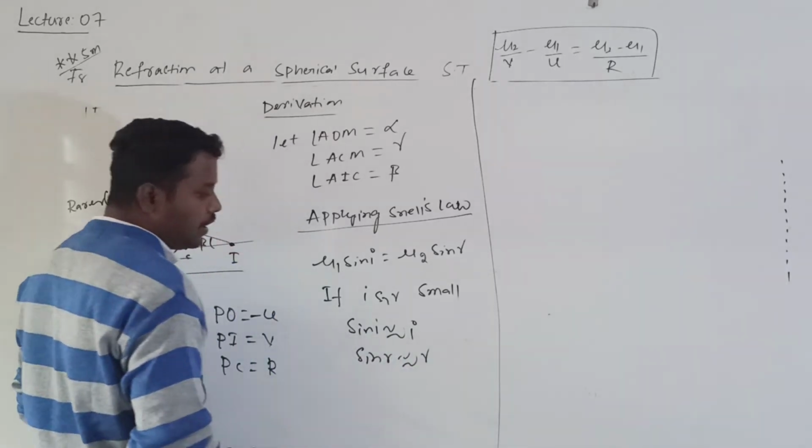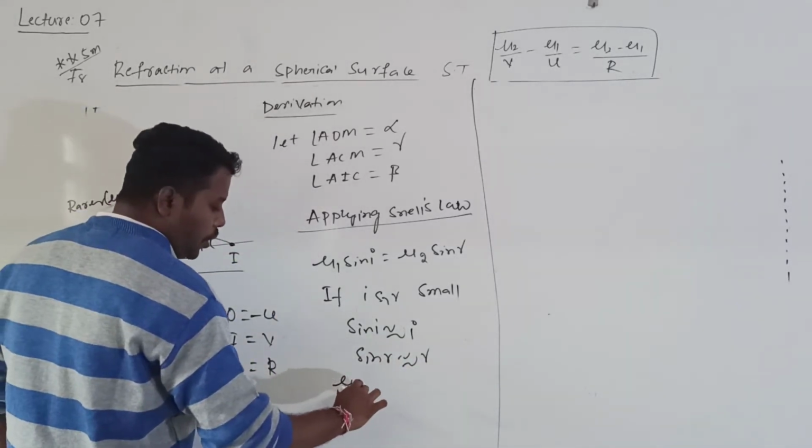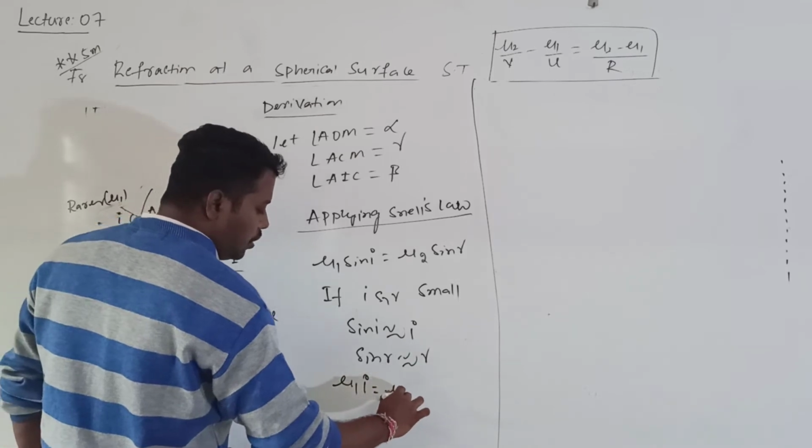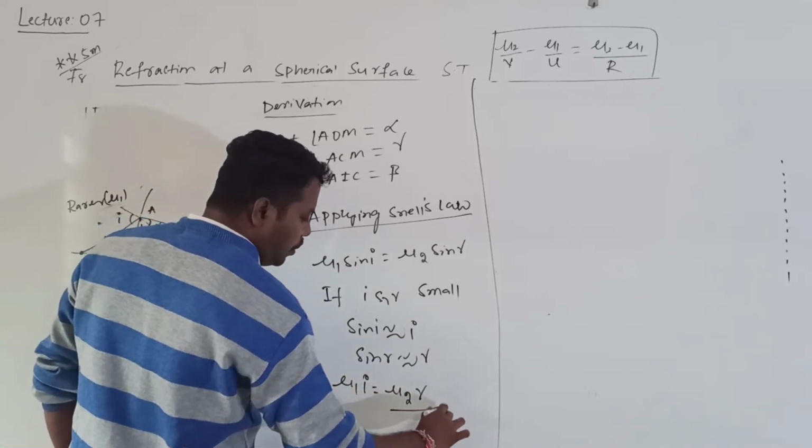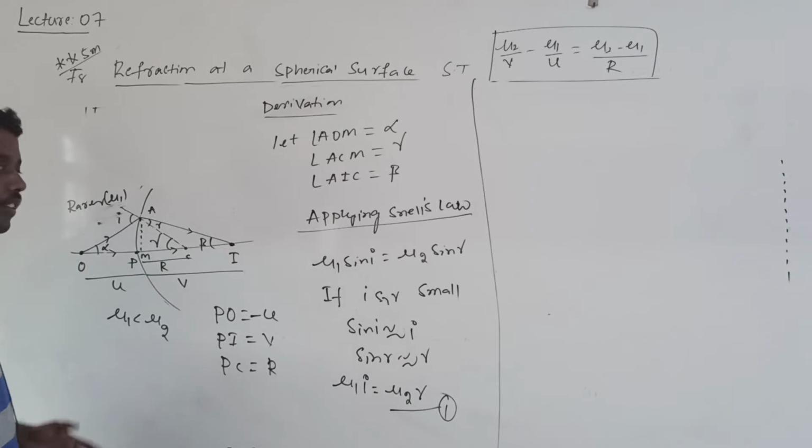So from this what I will get? Mu 1 into I is equal to mu 2 into R. Can I write it as equation 1?